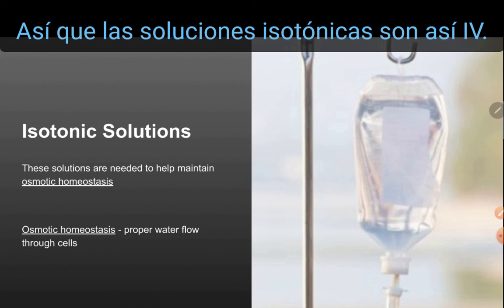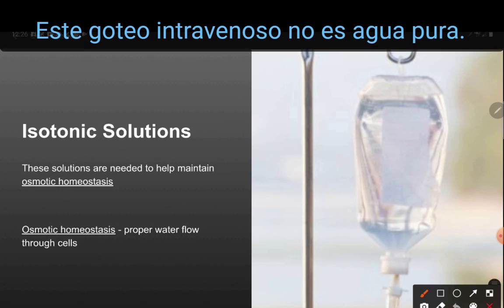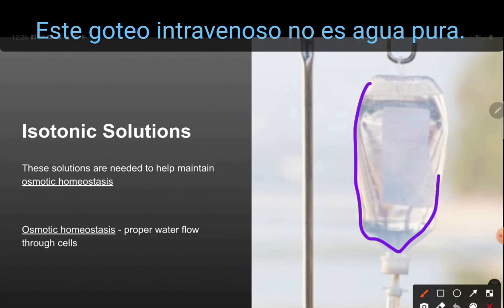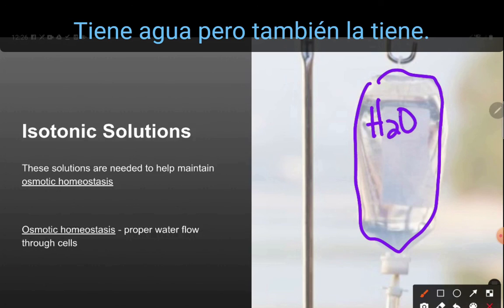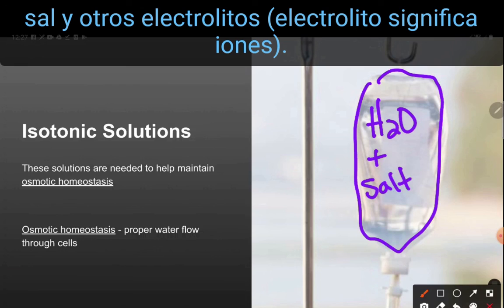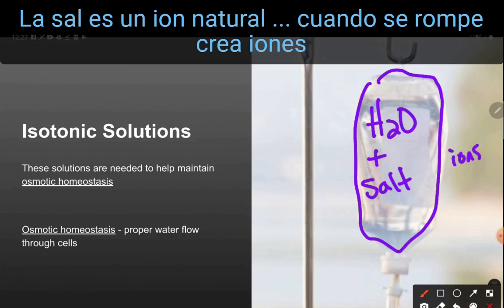So, isotonic solutions are like this IV. This IV drip is not pure water. It has water, but it also has salt and other electrolytes. Electrolyte means ions. Salt is a natural ion. When it breaks apart, it creates ions.